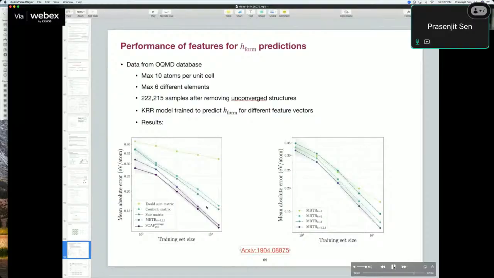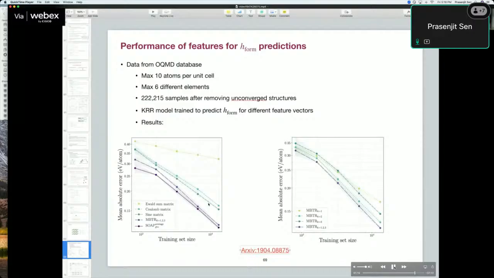The model they used was KRR, that is kernel ridge regression model, trained to predict heat of formation or formation energy for different feature vectors. So the training data set is same, the features are same, features are changing, but different sets of features. So these are different exercises, and then they are performing how a model is the same. So the data set is the same, model is the same. What is changing are the features, and so that way you can sort of test how different features are working.